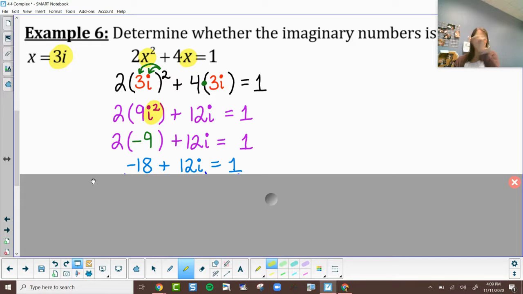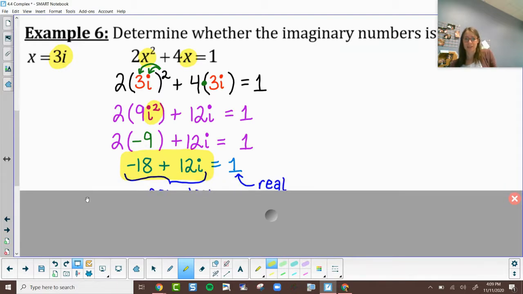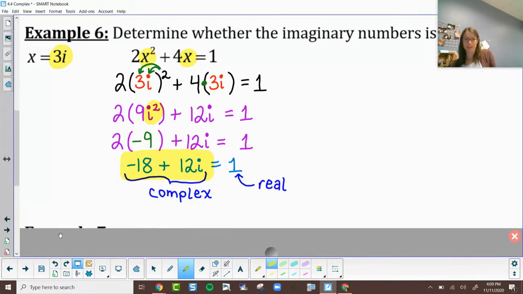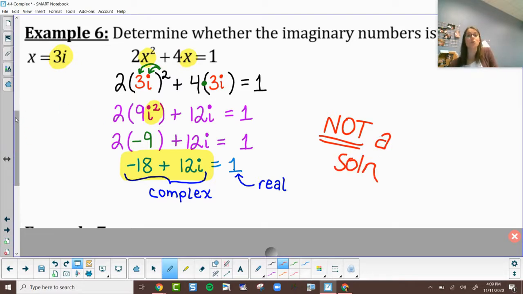Okay, I'm pretty sure we can pause right here because this side is a complex number. Well, this is telling me that a complex number is the same thing as a real number. Those are not the same. So on this particular one, it is not a solution. It's something else. Doesn't matter what it is because that was not the question. It just says, is it a solution?